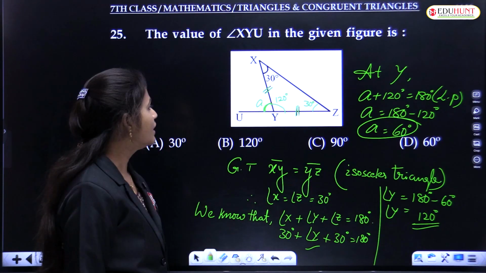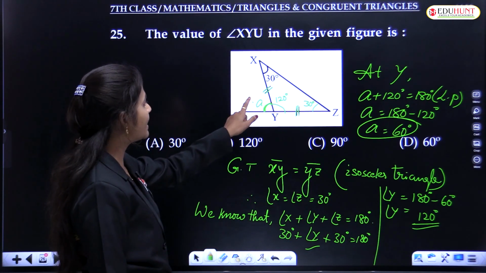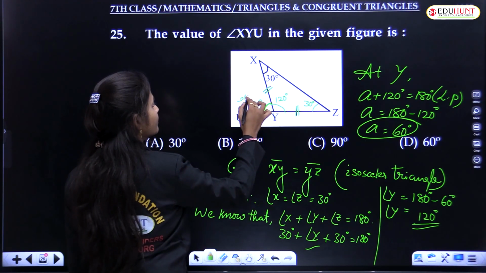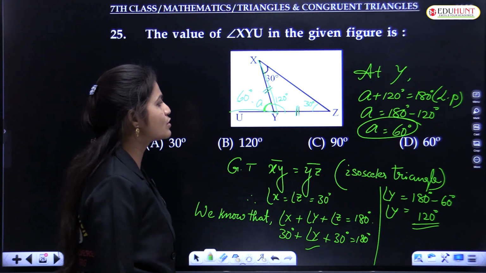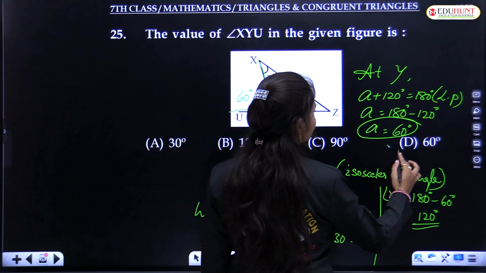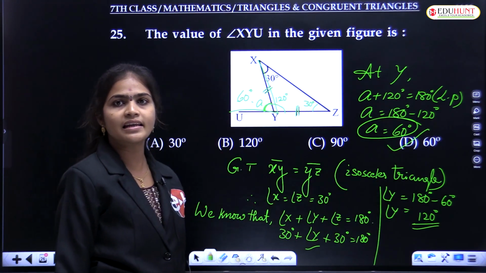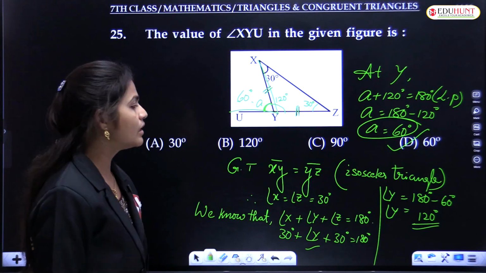Is it clear, children? So what is the value here? A is equal to 60. A means angle x, y, u is equal to 60. So which option is correct? Yes, option D is correct here. Okay, so let us see the next one.